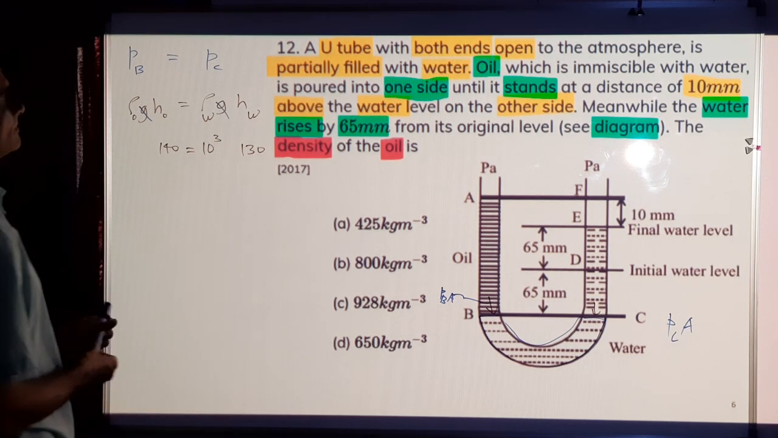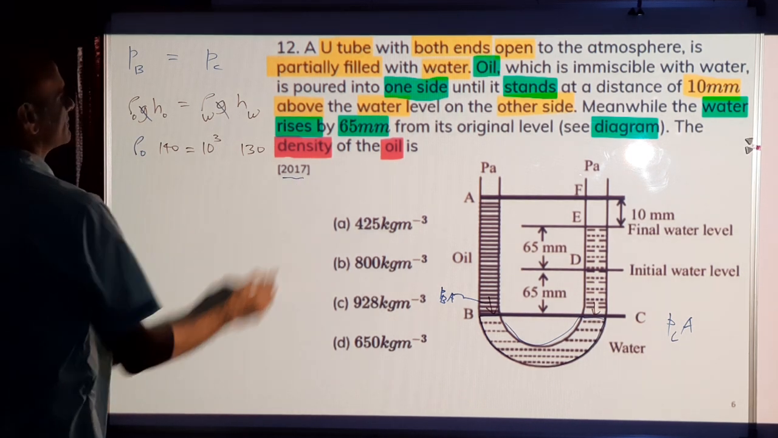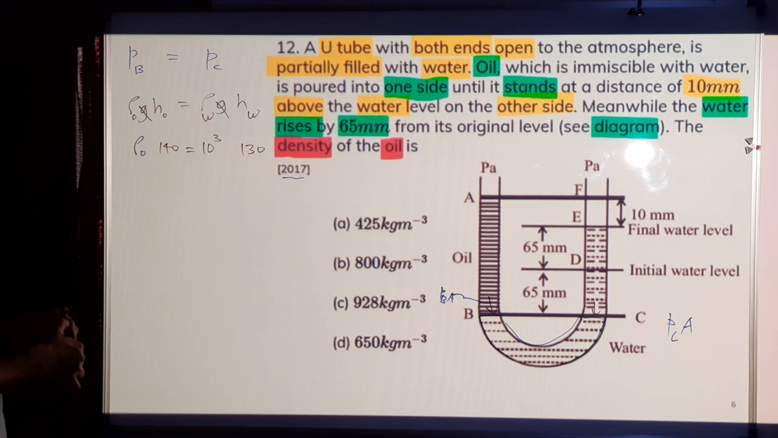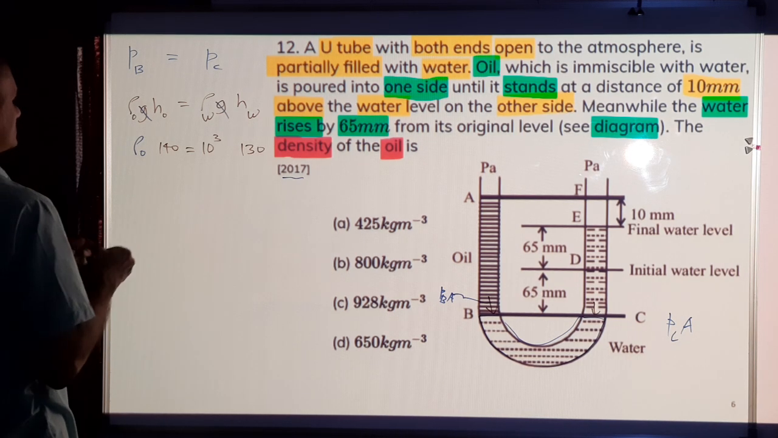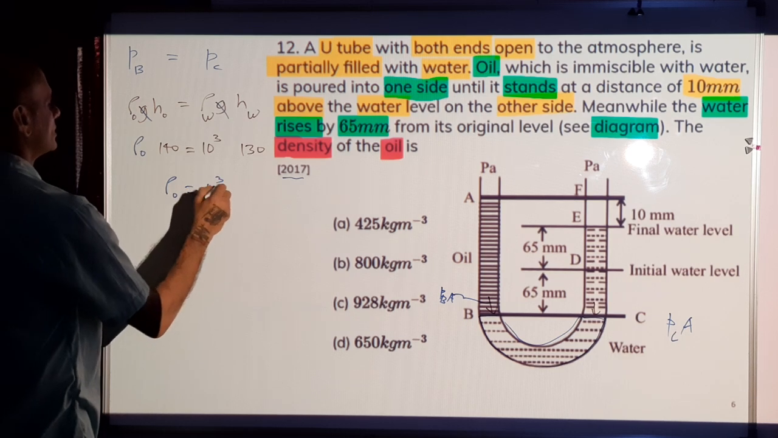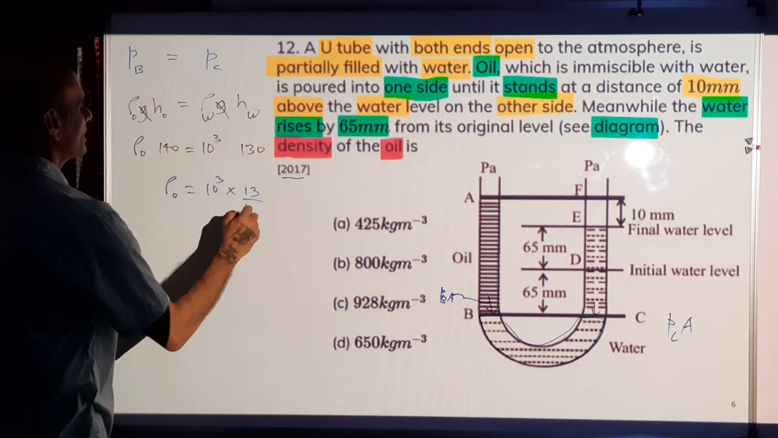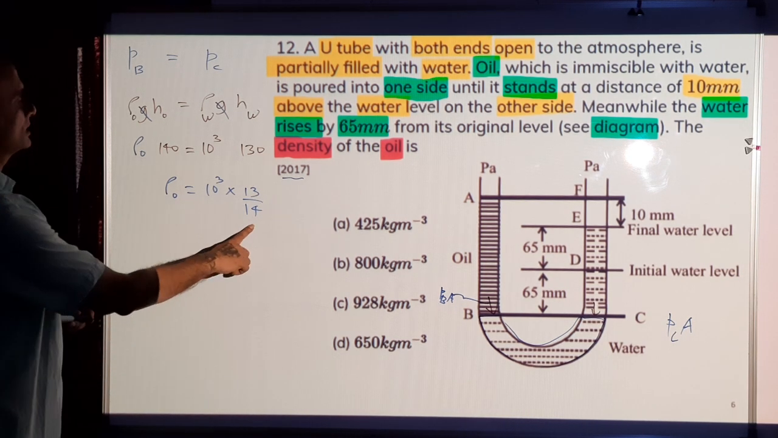It will be given somewhere in the question paper 2017. So this will give me the density of oil, rho naught, as 1000 into 13 by 14. So oil is lighter compared to water by a factor of 13 by 14. This is less than 1.